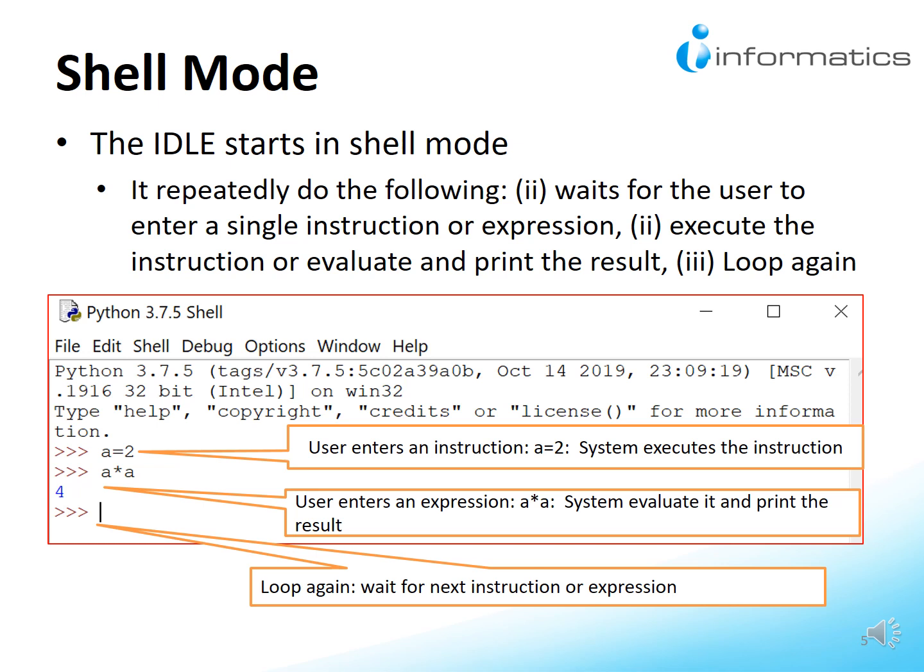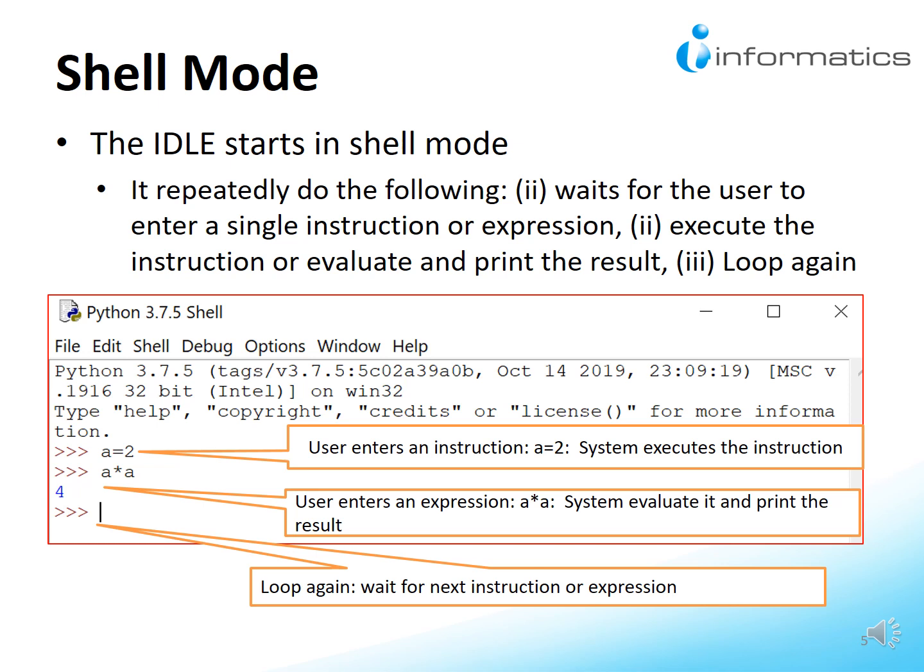In the shell mode, the Python interpreter behaves like a big calculator. Like a calculator, it waits for the user to enter a single instruction or a single expression. Then the interpreter executes the instruction or evaluates the expression and prints the result of the evaluation. After that, it loops again.